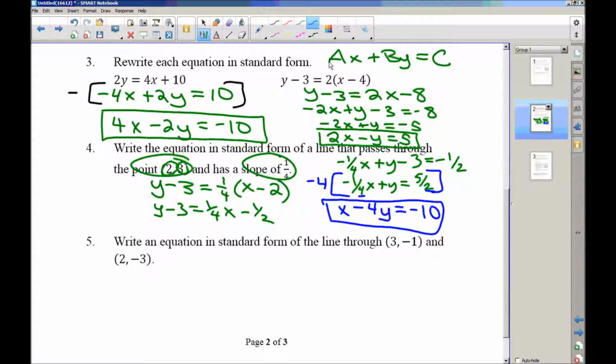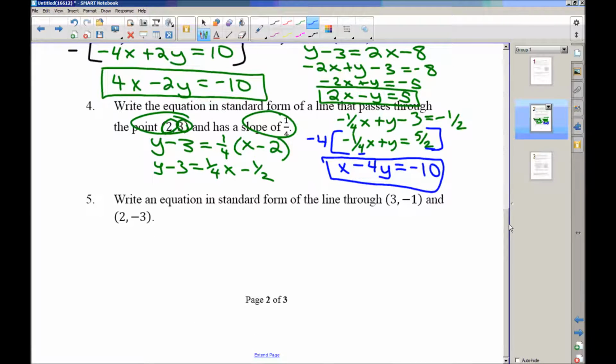All right, our last one on this page, write an equation in standard form of a line that goes through (3, -1) and (2, -3). So here I need to find the slope first. So I'll do the slope as a change in the y's, which is negative 3 minus negative 1, over the change in the x's, so 2 minus 3. This will give me negative 2 on top and negative 1 on the bottom for a positive 2.